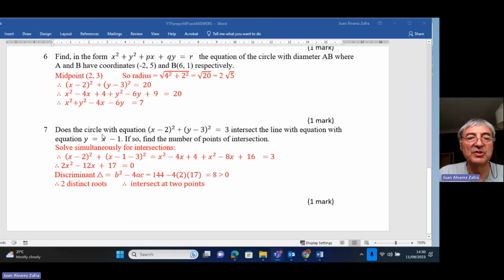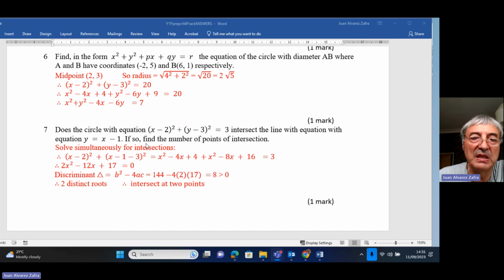Question 7. Does the circle with this particular equation intersect the line with this particular equation? If so, find the number of points of intersection. Well, a line will intersect a circle in either no places, one place if it's a tangent, or 2 places if it crosses the circle. That probably reminds us of a quadratic, which can have no solutions, 1 solution, or 2 solutions.